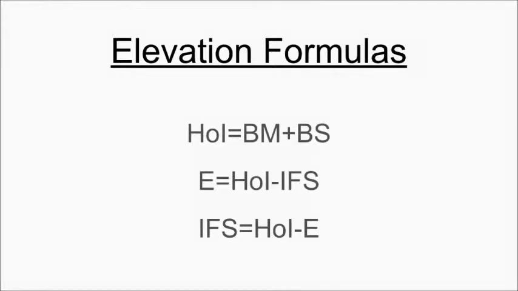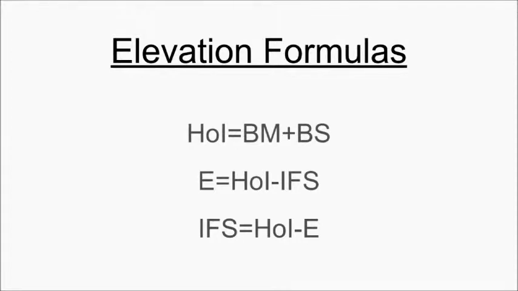In order to effectively use a laser level, you need to figure out the height of your instrument. To figure out the height of your instrument, you use the formula height of instrument, or HOI, equals benchmark, or BM, plus backsite, or BS. Your benchmark is an arbitrary elevation that you assign to a specific location on your site. All other elevations that you discover will be relative to the elevation of your benchmark. The backsite is the reading taken at the location of your benchmark.